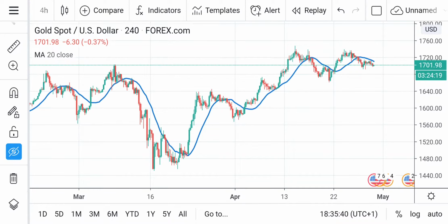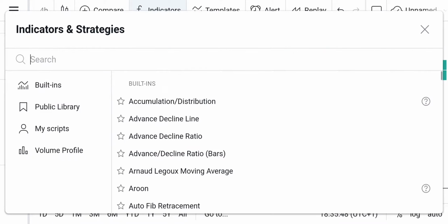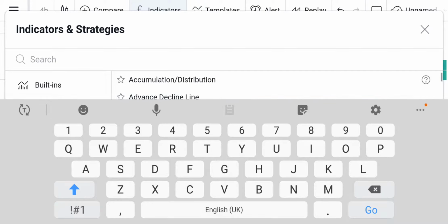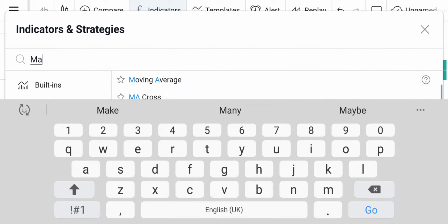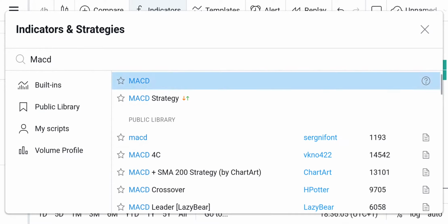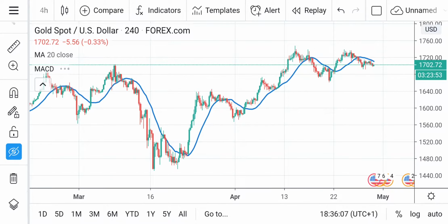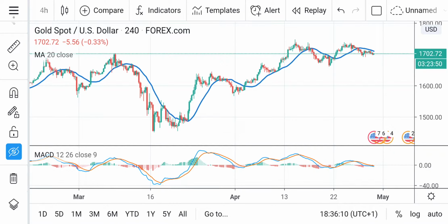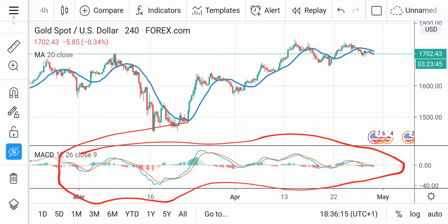So the first thing I want to do right now is add the MACD indicator. For you to do that, you need to go to indicators. So you click on indicators and you type MACD, and you can find it over here. This is MACD. So you tap on it once to add the indicator to your chart. You can see it over here. So this is your MACD indicator.